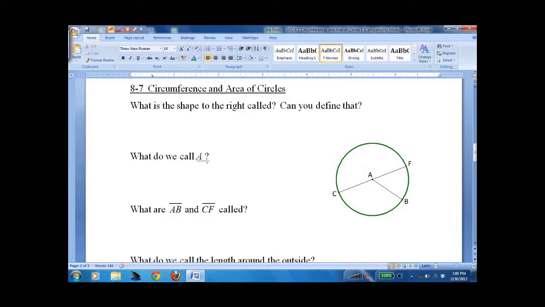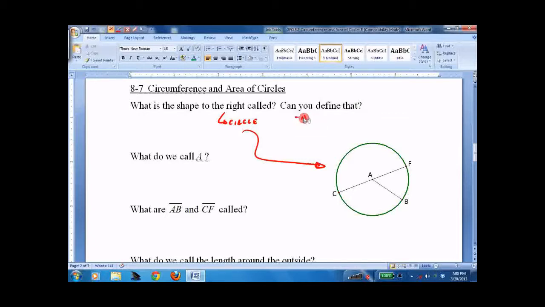Lesson 8.7, Circumference and Area of Circles. So what's the shape to the right called? Well, obviously it's a circle. Can you define a circle? I can. I don't know about you.